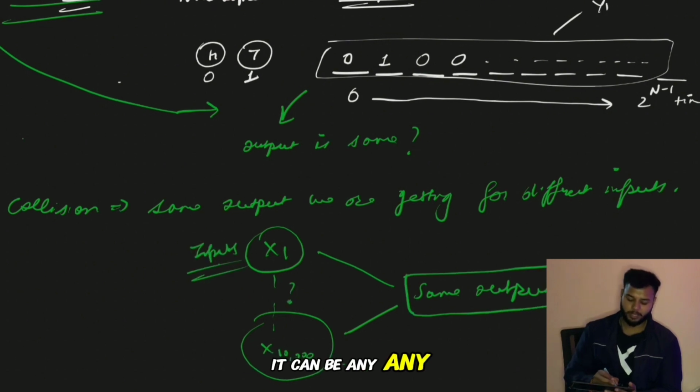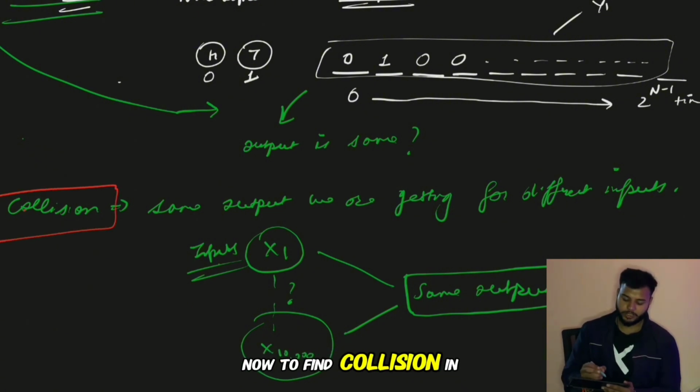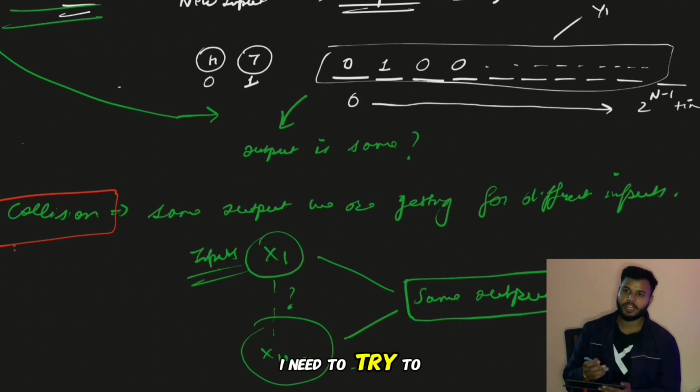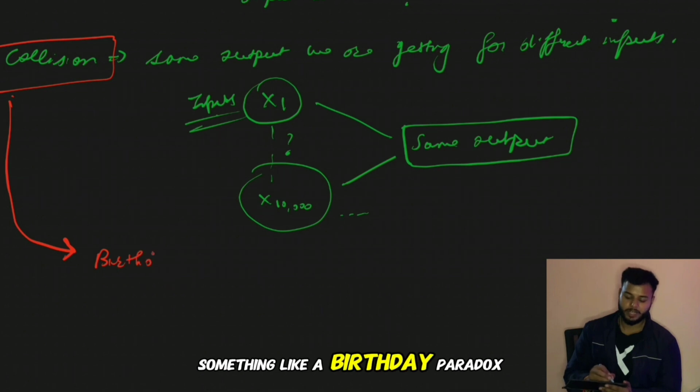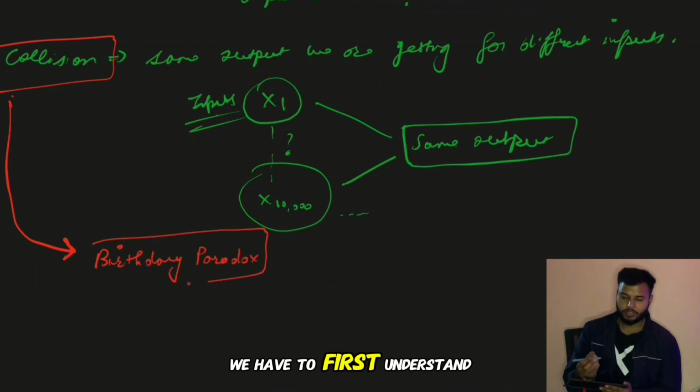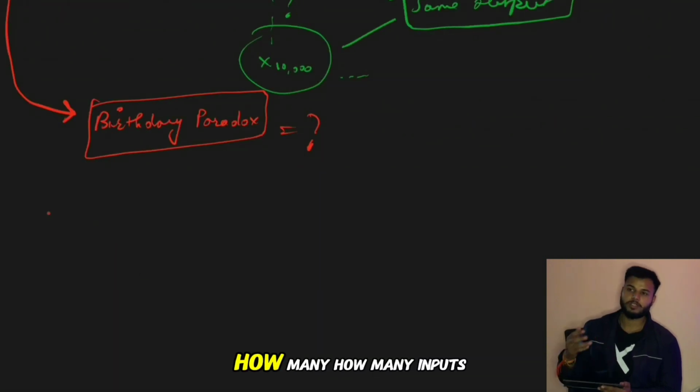It can be any number, and we need to analyze after how many inputs we will get a collision in a random oracle. The number of inputs that we need to try to find a collision in a random oracle has to do with something like the birthday paradox. We first have to understand what the birthday paradox is to answer the question we have asked: how many inputs do we have to try to get a collision in a random oracle?